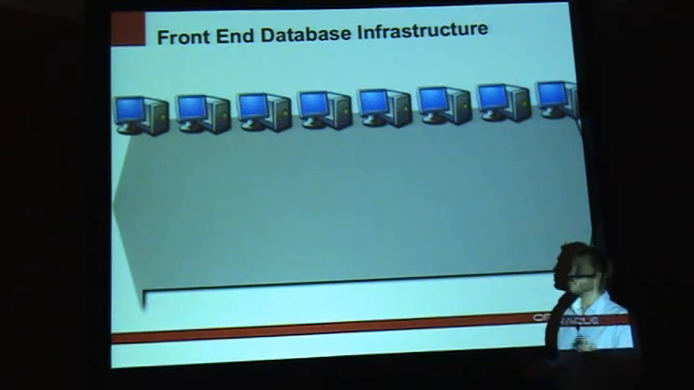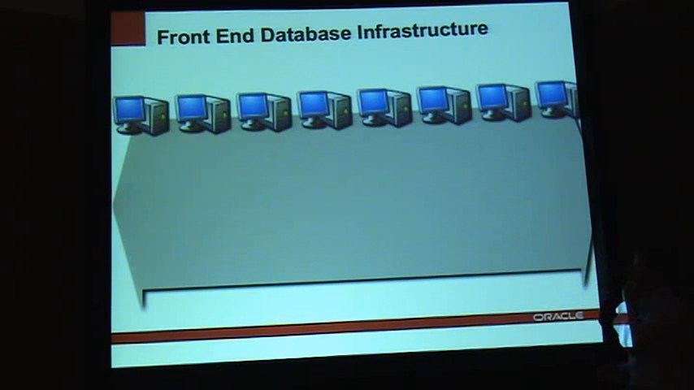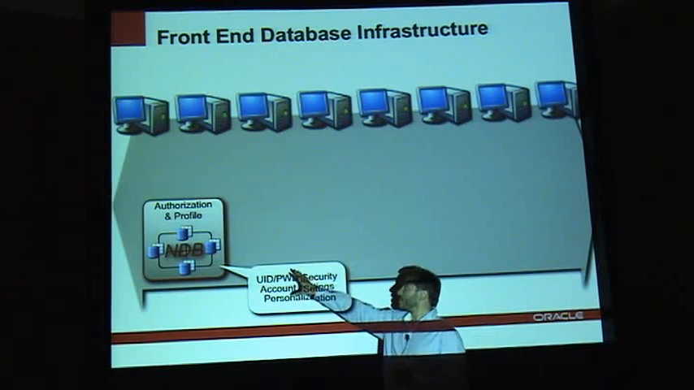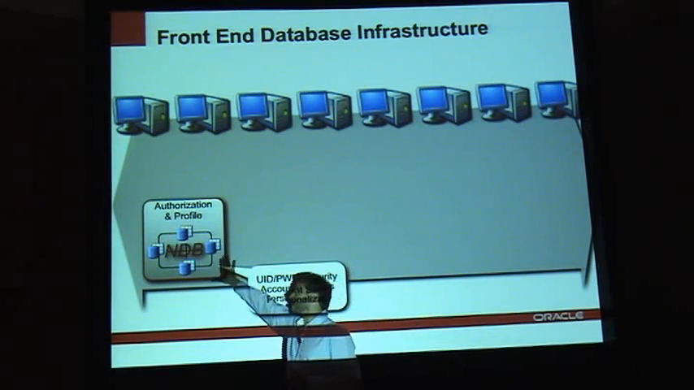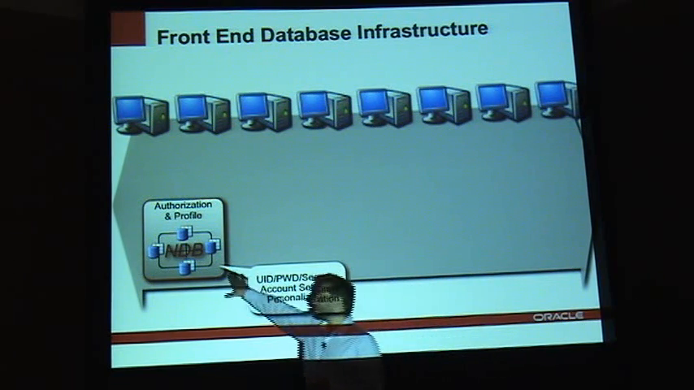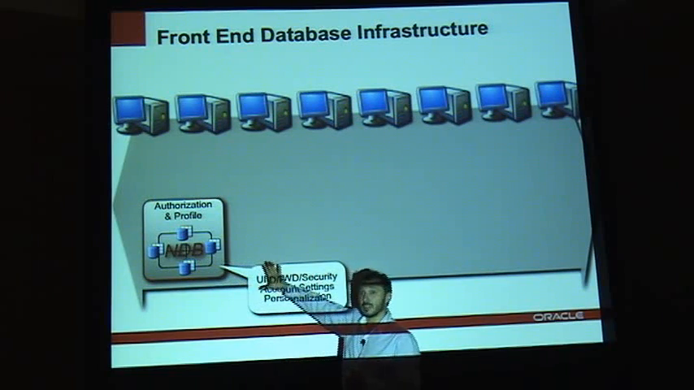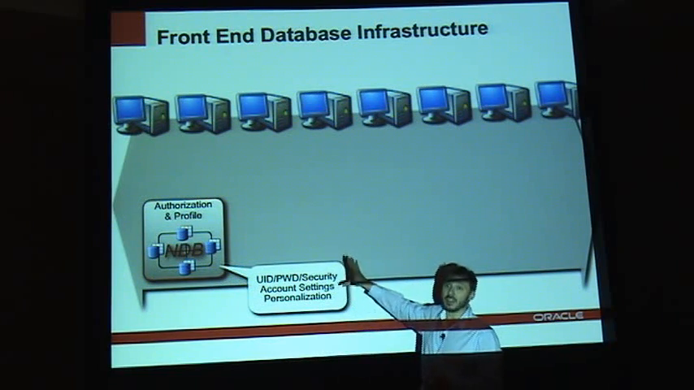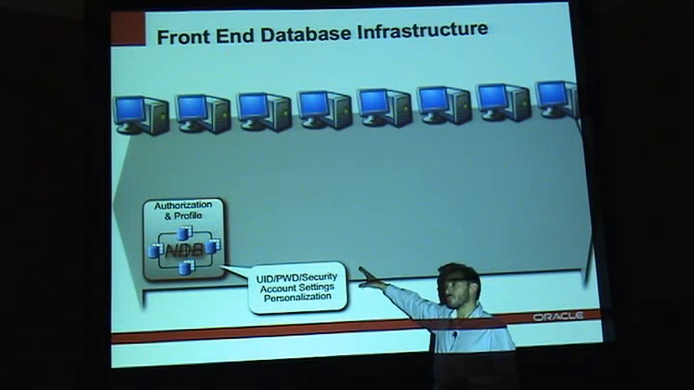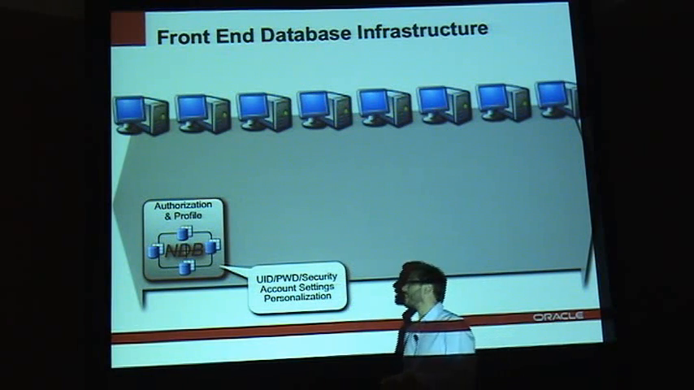So again, just to wrap it up, in a typical front-end database infrastructure, you have your application servers up there, and you may use, for example, some servers for authorization and profiling, and the storage engine that I mentioned before, the NDB, is quite useful for this because it provides high availability, high performance. You can easily manage hundreds of thousands of transactions per second with 2 or 4 small boxes, so it would be perfect in that case.